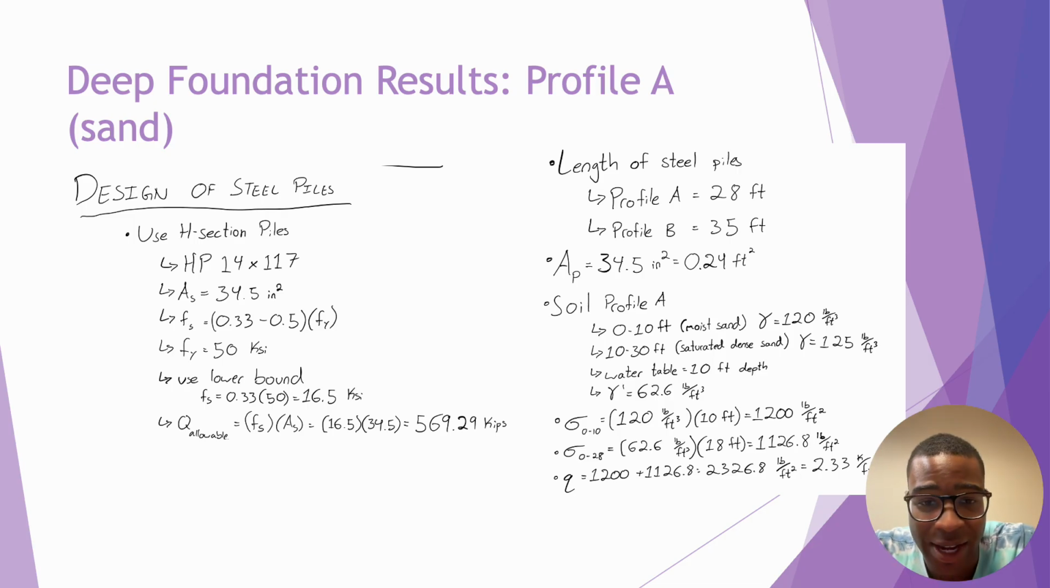So to do that, we want to design our steel piles first. We decided to use H-section piles for both profiles, and we used specifically the HP 14 by 117, and our cross-sectional area for that was 34.5 inch squared from the engineering database, and we got an FS value from the FS ranges, so we decided to use the lower bound to be conservative here, and we plugged that in with the cross-sectional area to get the allowable load on each pile of 569.29 kips. And for the length of the piles, we chose for profile A 28 feet and for profile B 35 feet.